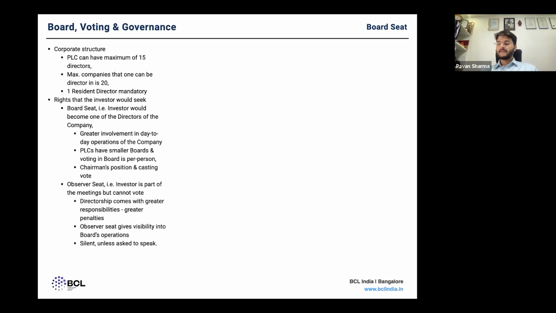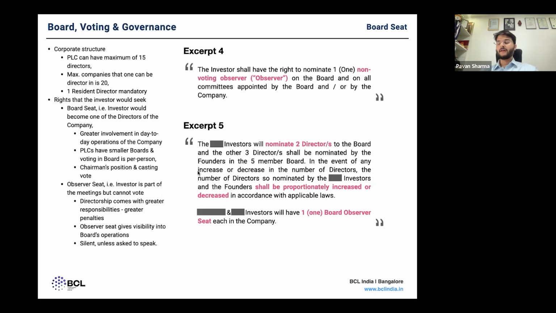Now, the Companies Act permits a company to invite a professional into the board meeting if the directors feel it is necessary. So the investors have used that philosophy and have introduced a concept called observer seat, where the investor's representative as an observer will be part of the board meeting. The investor knows everything that's happening, but they cannot vote. So they are silent unless they are asked to speak by the board of directors.